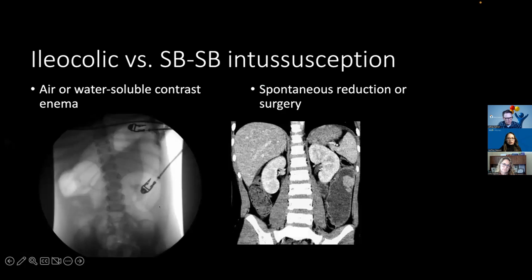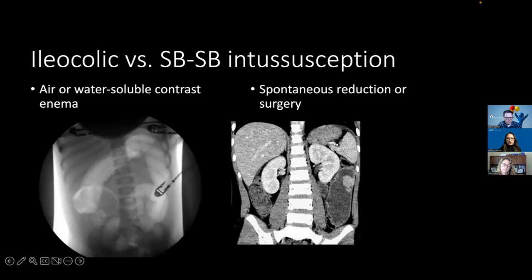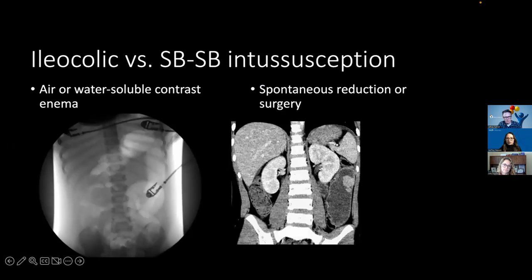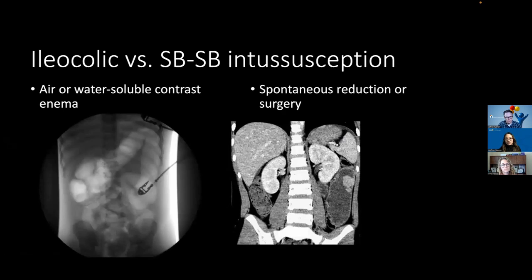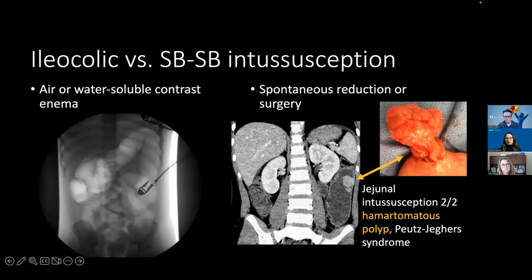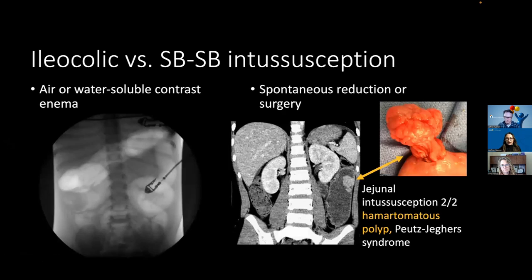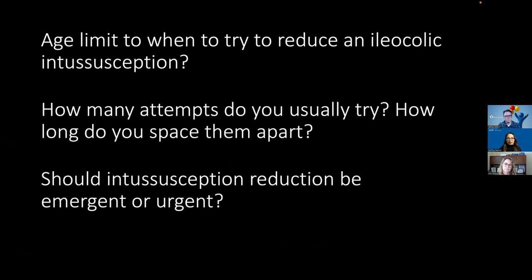And as we alluded to, with air enemas you can push the intussusceptum out from the intussuscipiens. And for the small bowel, usually there's a lead point. Either it'll spontaneously reduce on its own or you'll have surgery. So here you can see that this is a hamartomatous polyp in Peutz-Jeghers syndrome. Interestingly, I don't know if we have time to discuss it, but it might be worth mentioning quickly.